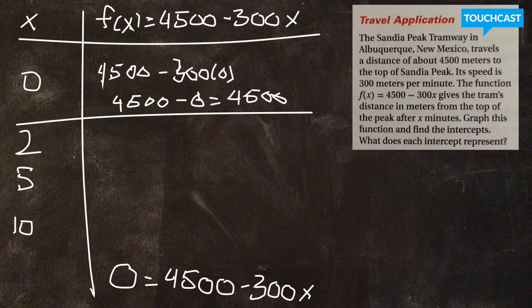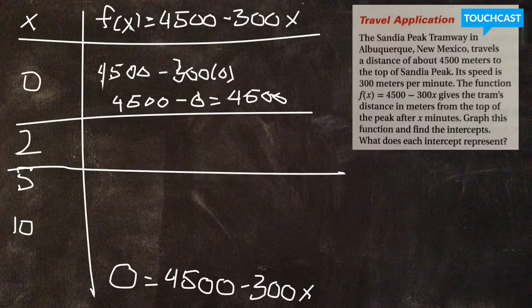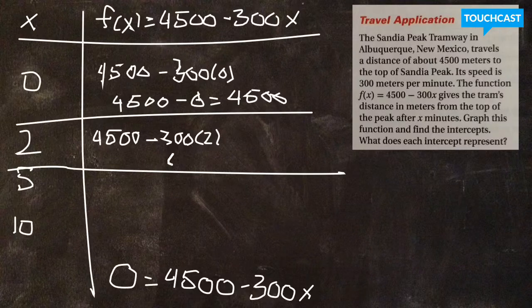Okay, now let's do that for 2. 4,500 take away 300 times 2. Well, 300 times 2 is 600. So 4,500 take away 600 is equal to 3,900.